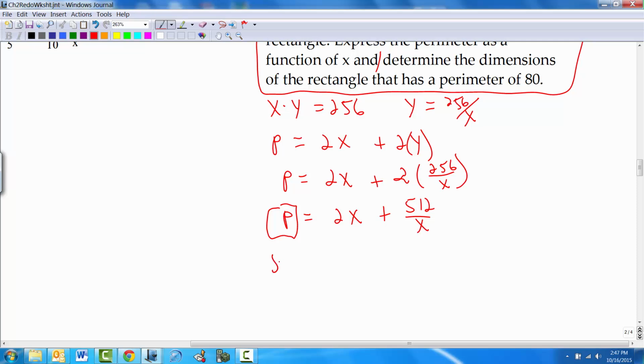So now what do I do? I put 80 in here, and then I solve this rational situation after this, because now I have a perimeter. I want to check, what would these dimensions become? Okay, so basically I'll multiply both sides by x, and 80x equals 2x squared plus 512.